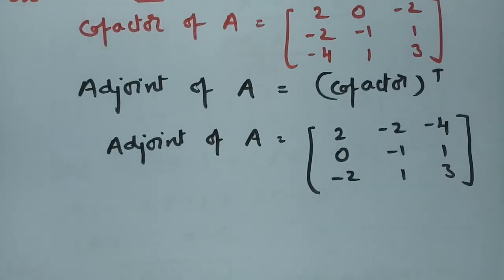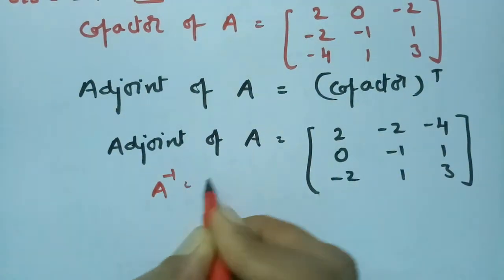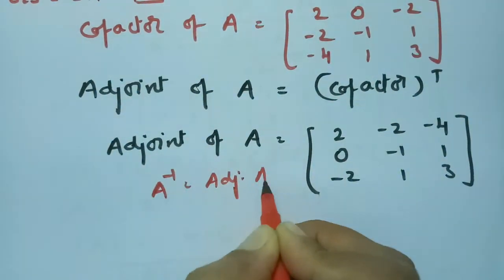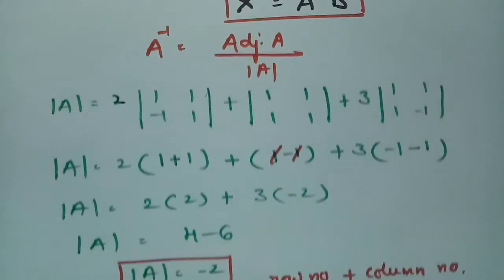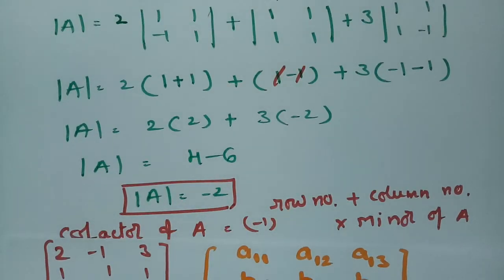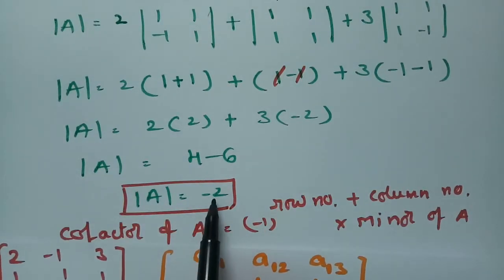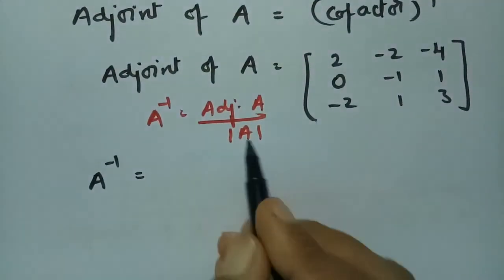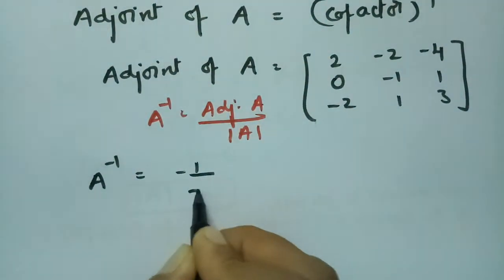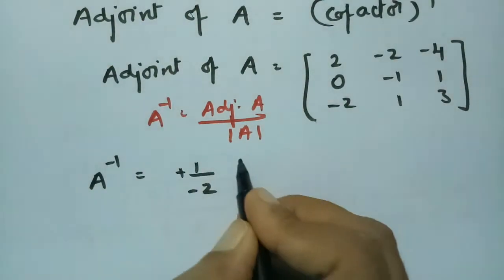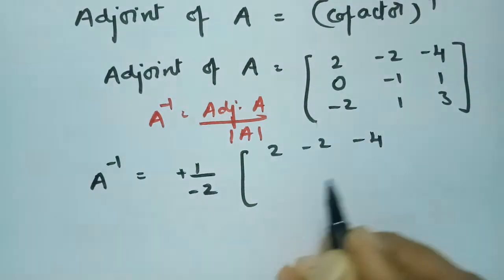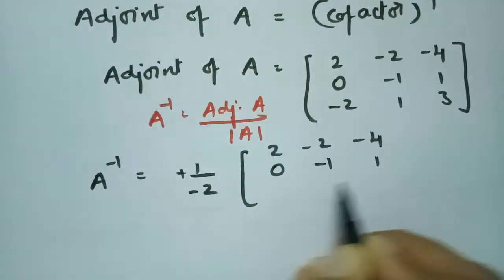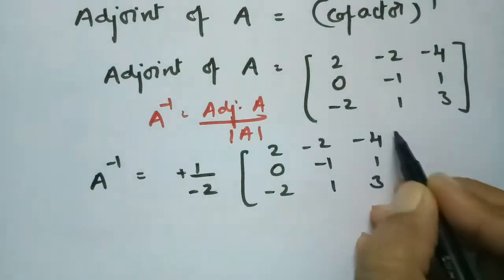Now A inverse is equal to, the formula here is adjoint of A by determinant of A. What is the determinant of A? Just now I found that det A is minus 2. So if I write here in place of determinant, that is 1 by minus 2 times the adjoint. So this is the adjoint: 2, minus 4, 0, minus 1, 1, minus 2, 1, 3.